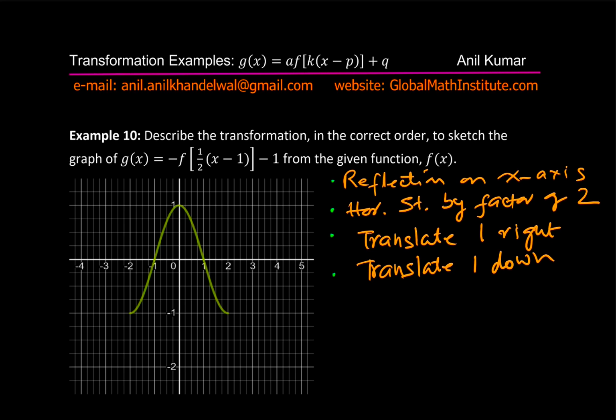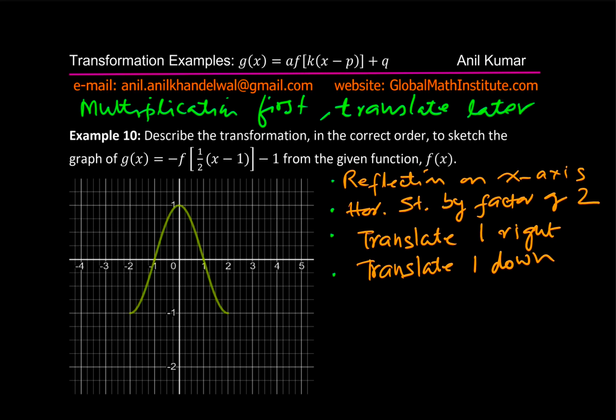So now it says describe the transformation in the correct order. That is the correct order. That means multiplication first. Think like this. After that you do translation, right? That is the order. So order of operation is being followed. So you have to begin with reflection. So that is the graph.